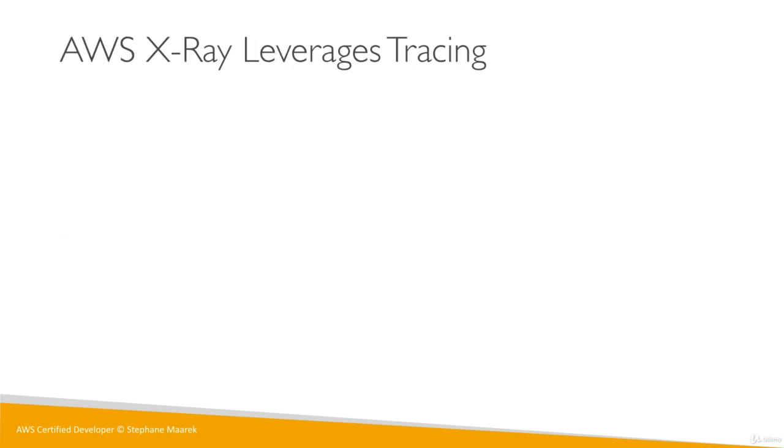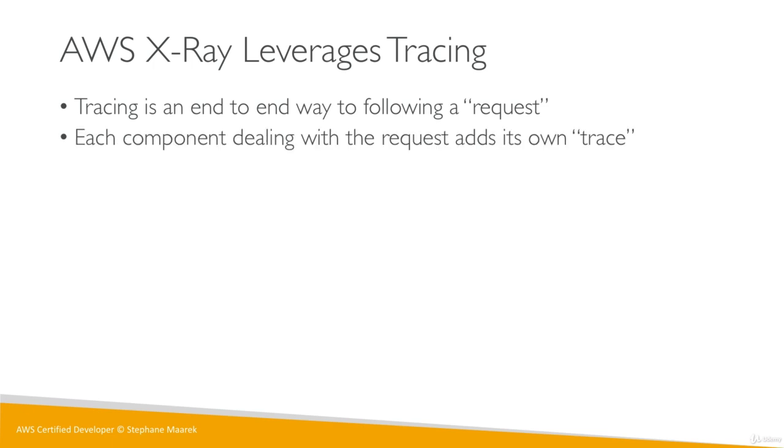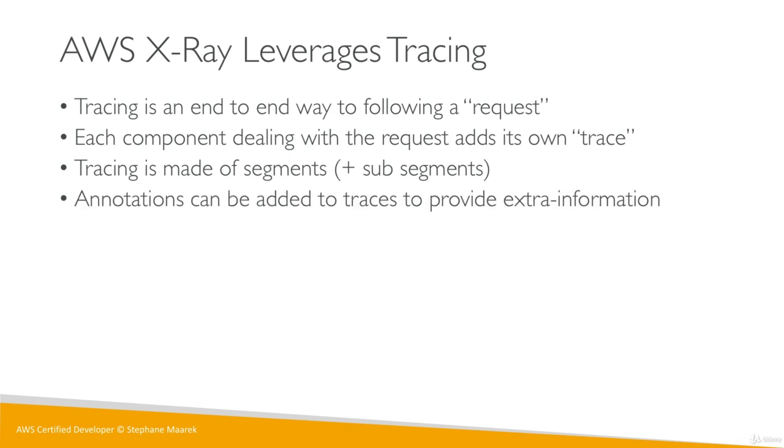So X-Ray, how does it work? Well, it leverages something called tracing. And tracing is an end-to-end way to follow a request. So when I make a request to, for example, my application server, each component that will deal with a request, that could be my database, my gateway, my load balancer, my application server, each component dealing with that request will add its own trace. And so the trace will be made of segments, and segments can be made of sub-segments, and the idea is that we can also add annotations to traces to provide extra information around what happened.